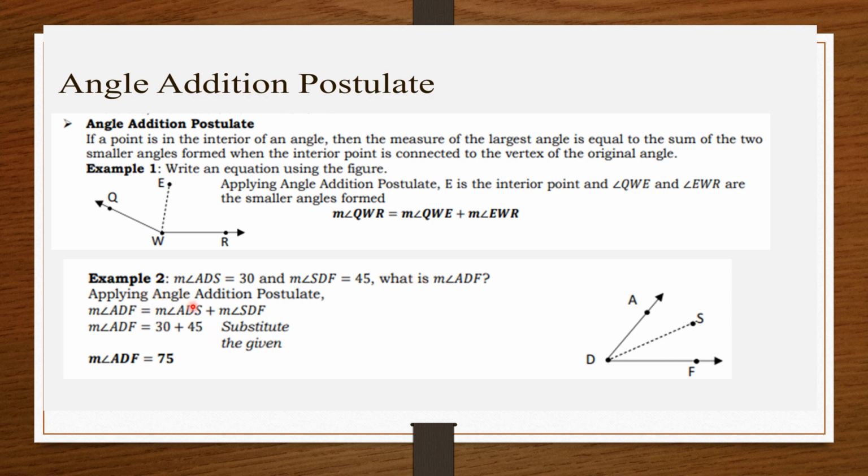Example number 2: measure of angle ADS is 30 and measure of angle SDF is 45. What is the measure of angle ADF? Applying the angle addition postulate, measure of angle ADF equals measure of angle ADS plus measure of angle SDF. So we have 30 plus 45. Just substitute the given. The answer is 75.